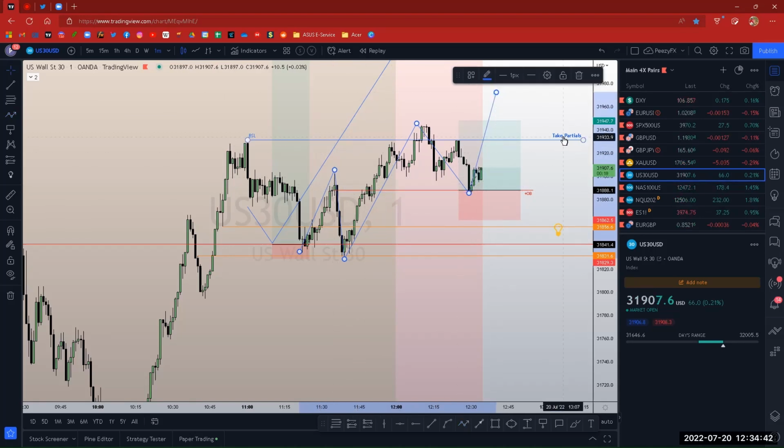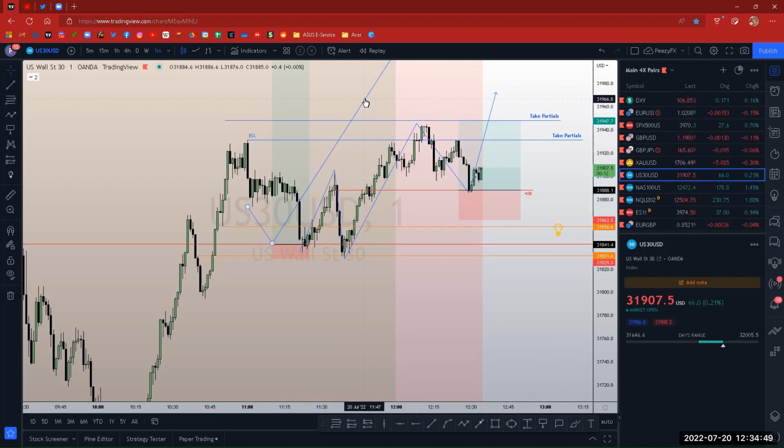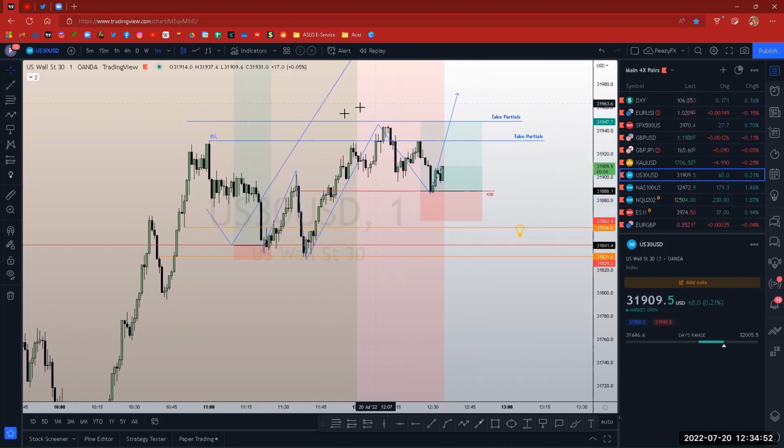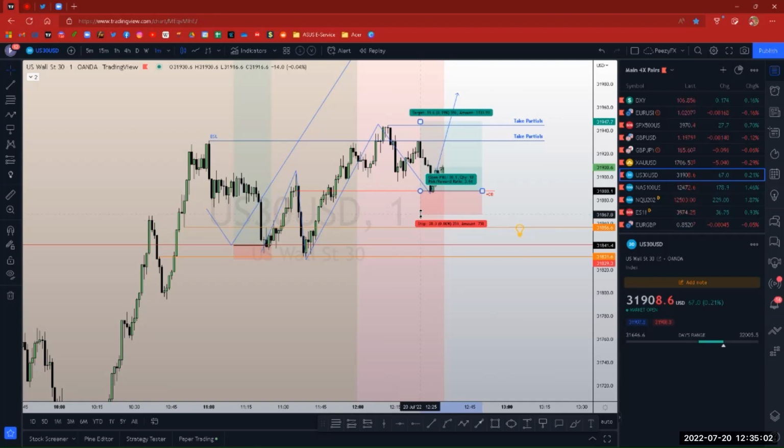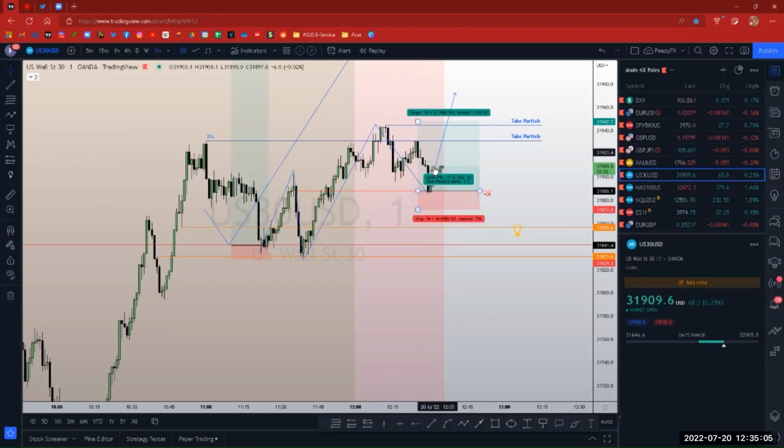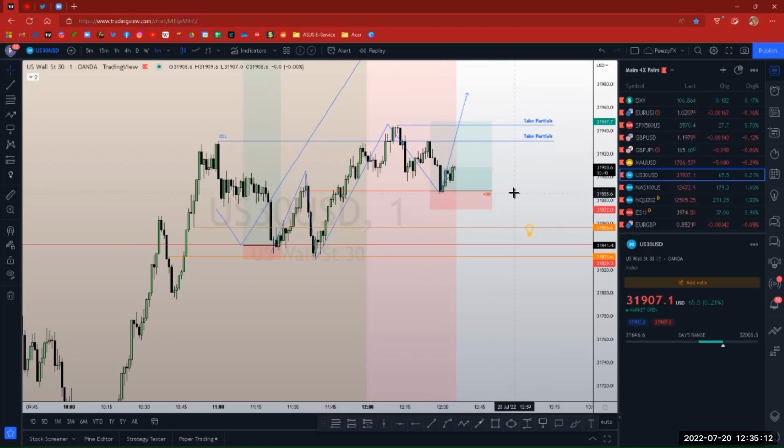We would take partials right here. Although I know that's not too good of a risk to reward, but you're still making money, man. You got to know how to use this leverage that these brokers are giving us. You got to know how.